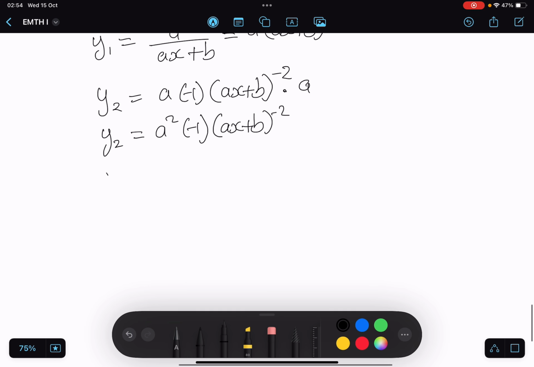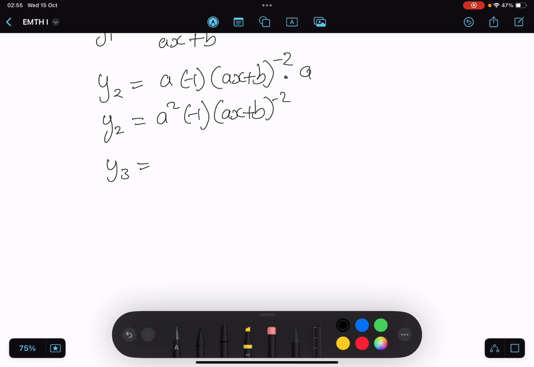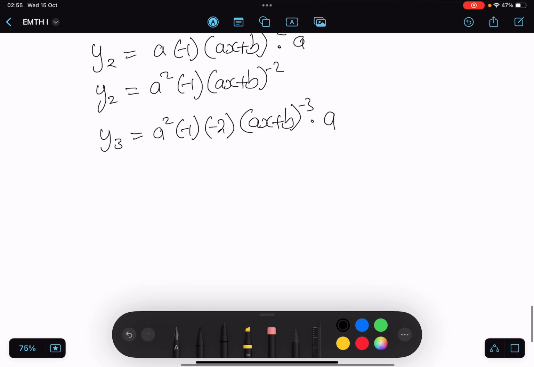And then again you find y3, which is the third derivative. It is going to be a squared times -1, and then bring down the power, which is -2, (ax + b)^-3, and then again you find the first derivative of what is inside, which is going to be a in our case. You can simplify this to a squared times a, which is what? It's a cubed, isn't it?